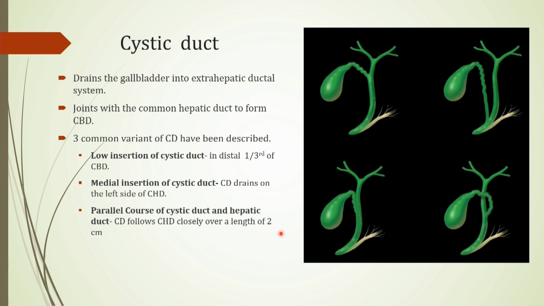Cystic duct drains the gallbladder into extrahepatic bile duct system. It joins the common hepatic duct to form the CBD. There are three common variations: the low insertion of cystic duct within distal 1/3 of CBD. Second common variation is the medial insertion of cystic duct, and the third common variation is the parallel course of cystic duct along with the common hepatic duct for running more than 2 cm.